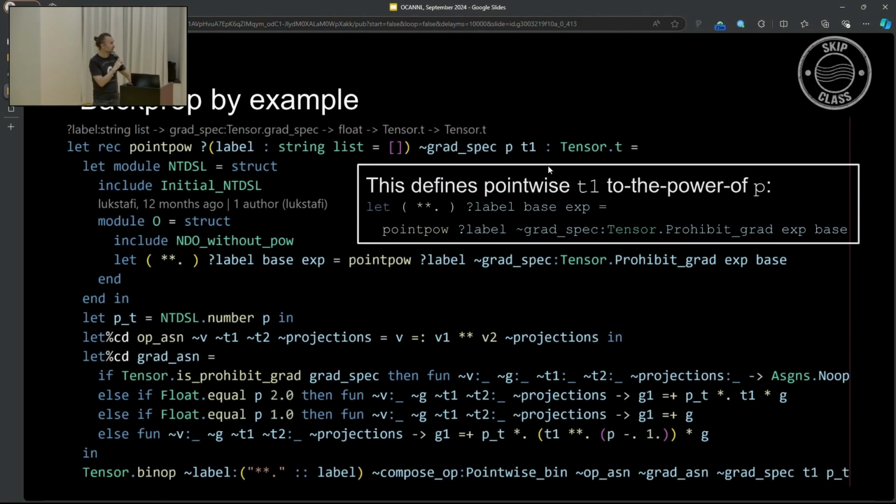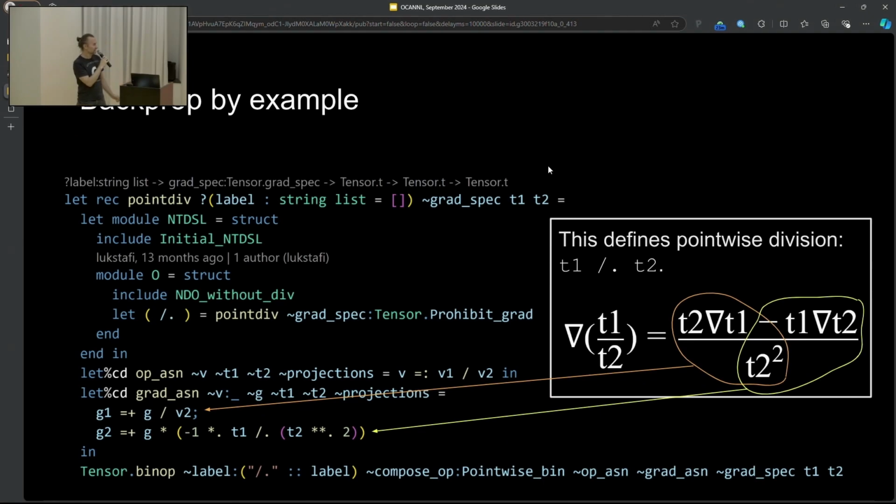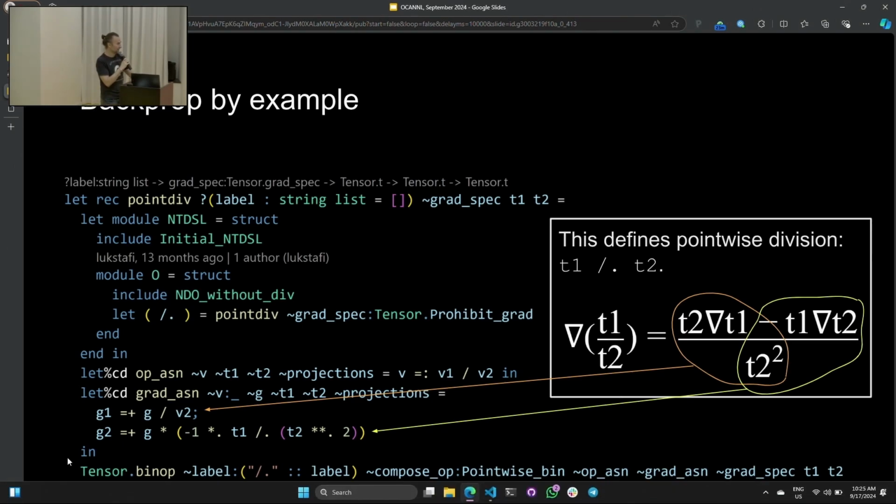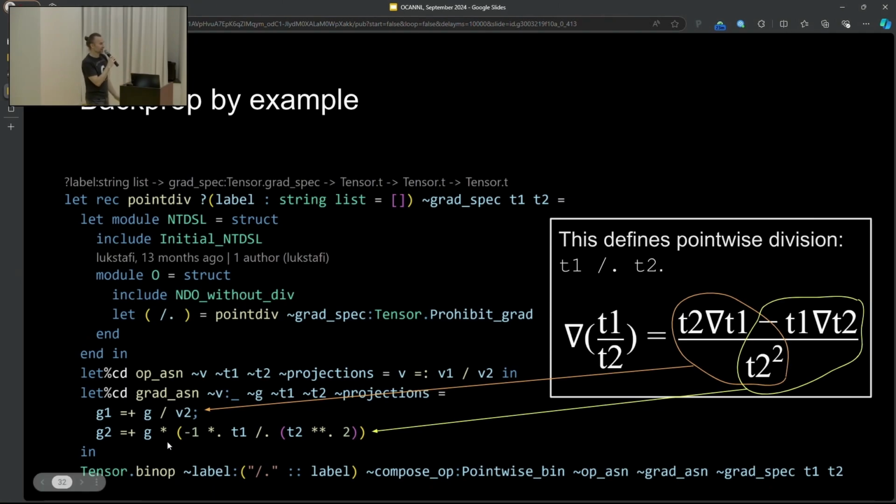All right, let's skip this one. Division. It's quite concise, as you can see. It corresponds quite closely to the symbolic notation. So the gradient we propagate to tensor 2 is the incoming gradient times this tensor expression, which corresponds to T1 times gradient T2 over T2 squared.